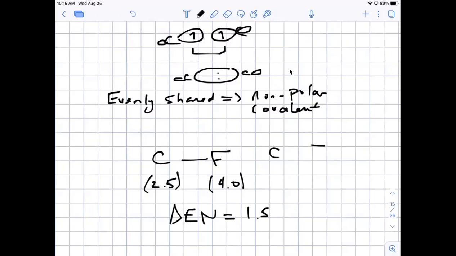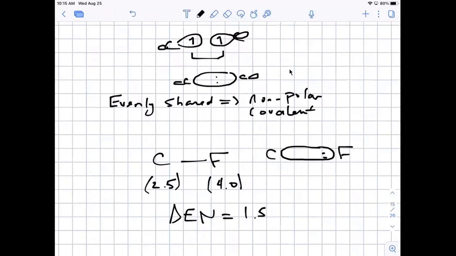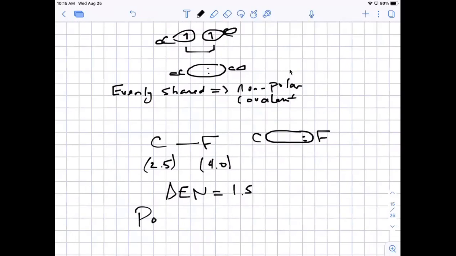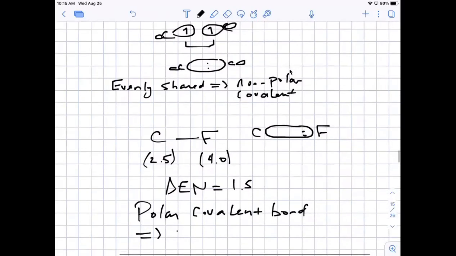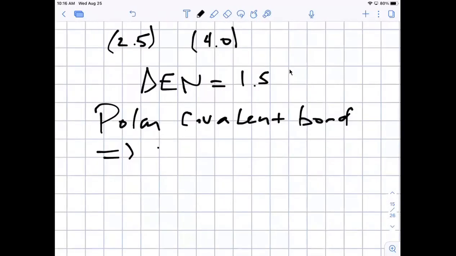So in this case, if I were to show you the bond between those two, it's still a sigma bond, but the electrons are going to be more towards fluorine because it's more electronegative. So this is an example of what we call a polar covalent bond. It's a bond between atoms of greatly different electronegativity.